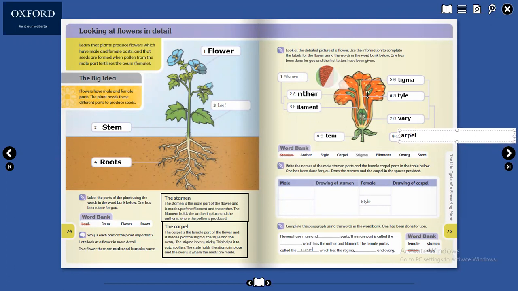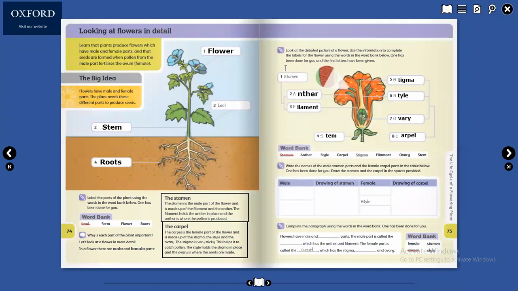Carpel. So these are the parts of a flower, detailed parts. Write the names of the male and female parts, stamen and carpel, in the table below. One has been done for you. Draw the stamen and carpel in the space as well. So you have to draw a stamen and carpel.